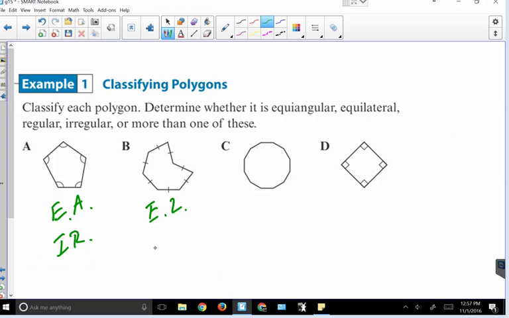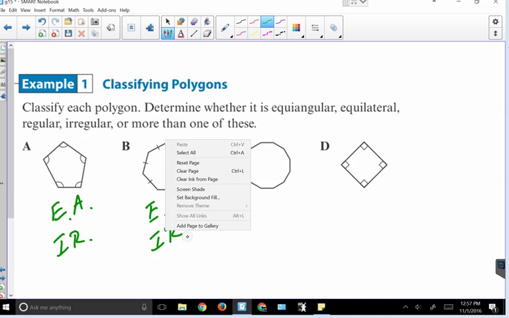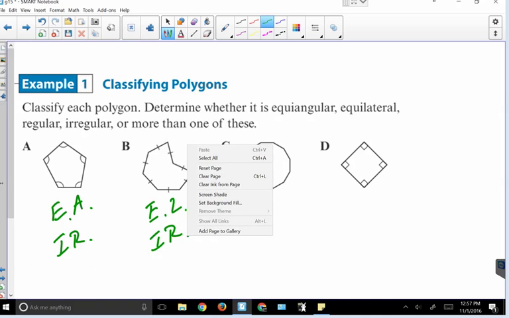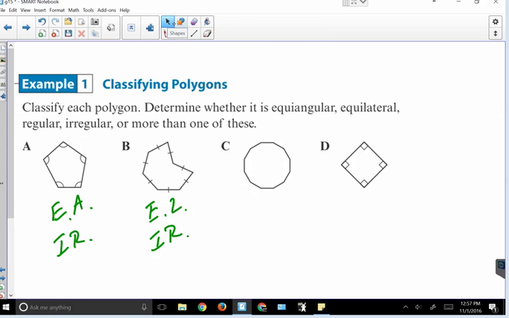Would it also be irregular? Because for it to be a regular polygon, it has to have both of them, correct? So, what about C? What would that be? Just irregular, because I don't know if the sides are the same or the angles are the same. What about D? What would that be?